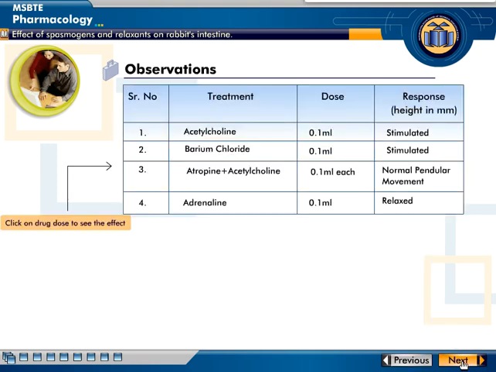So next is observations. Now we will discuss the observations of today's practical. So first of all, acetylcholine. We have given 0.1 ml acetylcholine dose. After administration of acetylcholine, it shows stimulatory effect, that is height of graph becomes increased, and that indicates that acetylcholine shows spasmogenic action. So look at this graph.